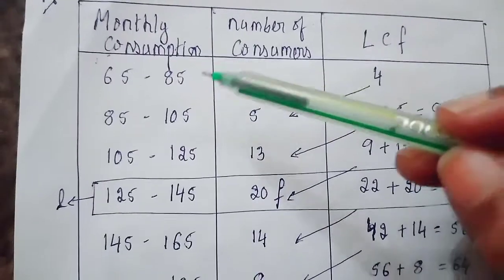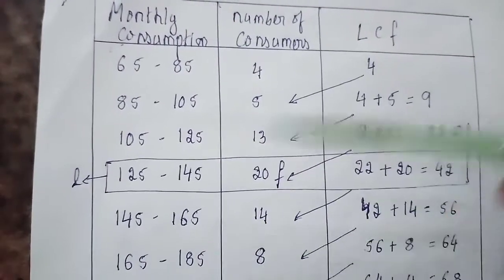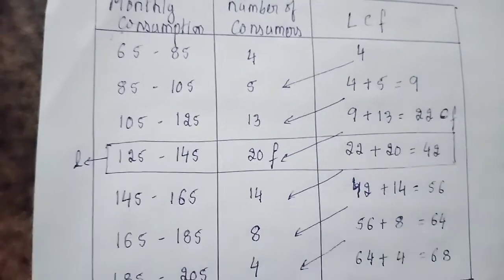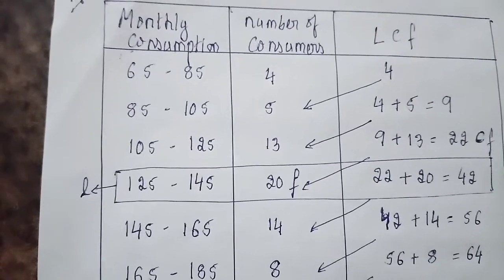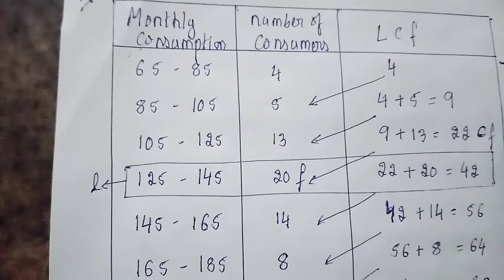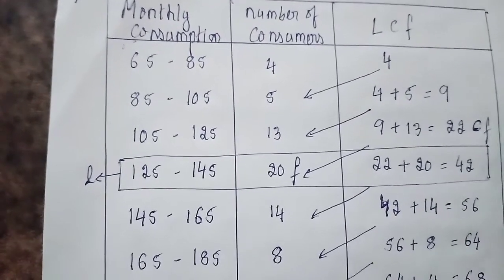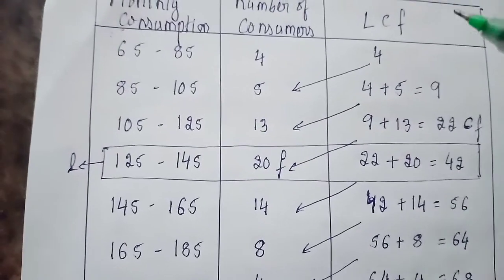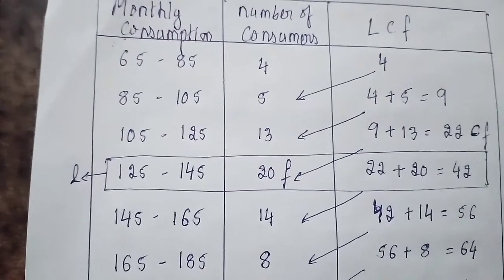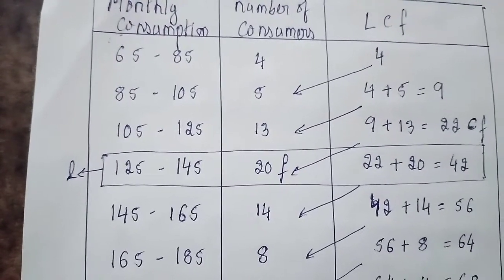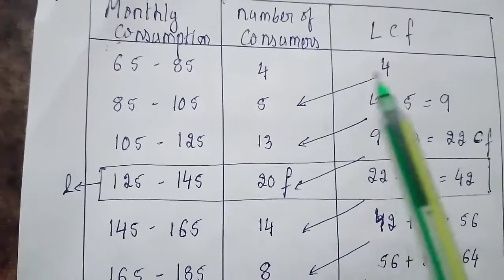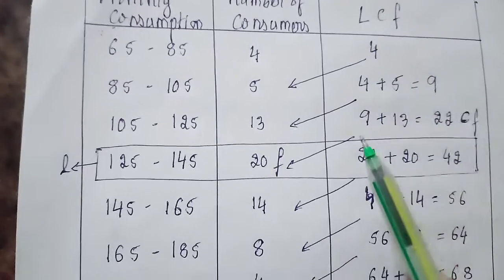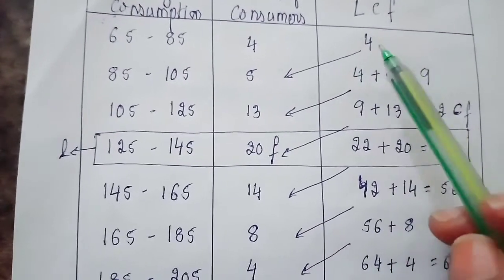Two columns are given in the question: monthly consumption and the number of consumers. Remember, we are always using LCF, so MCF we are not using at all in this exercise. Using LCF we are finding the median. How to find LCF was already explained in the last video, so let me give a brief explanation again.